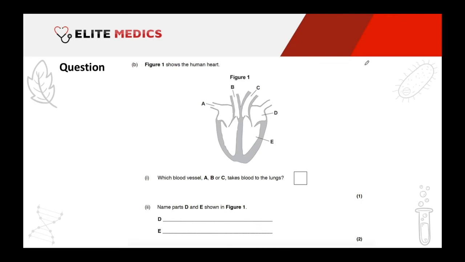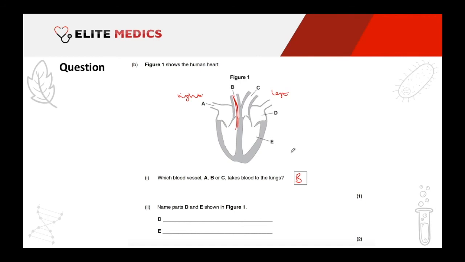The first thing I would do is label the left side of the heart and the right side of the heart, just to make it clear. Okay, so you've divided it into left and right. Now it's asking which blood vessel takes blood to the lungs, and we know that the right side of the heart is what deals with the lungs. But which is the vessel that would take blood to the lungs? Well, we know that it's the pulmonary artery, and this one, which is clearly on the right side, does that. So the correct answer is B.